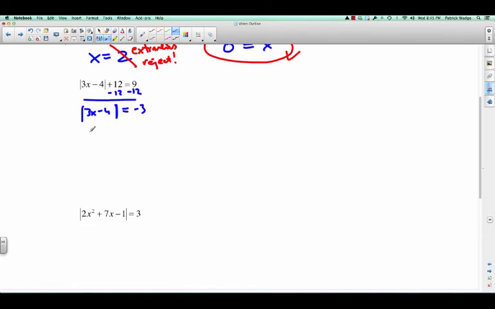Okay, make your two equations. One's going to be exactly the way it looks, 3x minus 4 equals negative 3. The other one's going to be exactly the same on the left-hand side, but it's going to be 3. Whatever's on the right-hand side, you'll just put the negative of that amount. Okay, solve this one. Oh, by the way, you should be able to solve this if you really understand absolute values. You should be able to tell me the answer to this question right here.